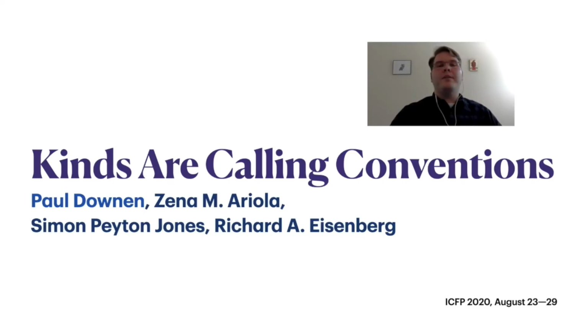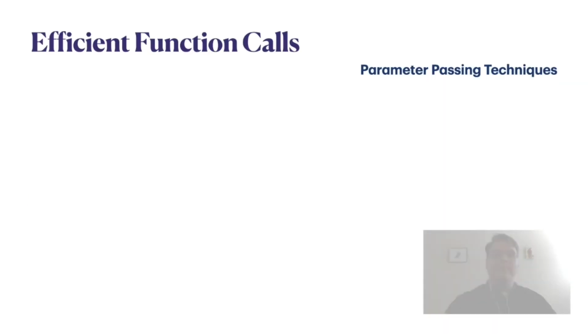Hi, I'm Paul Downen, and I'll be telling you about how kinds can express calling conventions in programming languages. Functional languages make calling functions simple and easy, but there are many different parameter passing techniques which impact the performance of function calls. And because these are pervasive in functional languages, it's important to make them efficient.